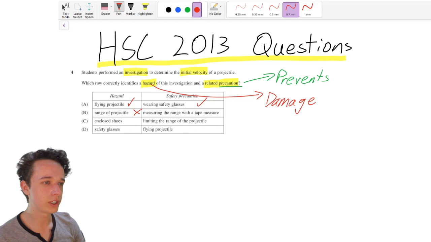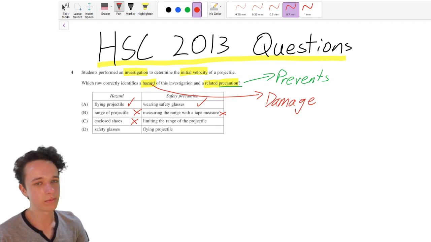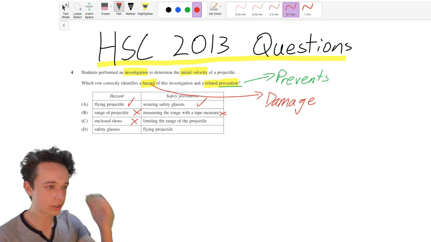Just C, safety precaution, measuring the range with a tape measure. No, that's not preventing any damage. That's just measuring something, so no. Hazard, enclosed shoes. Well, I suppose shoes could be a hazard if someone's a real jerk in your class, but usually enclosed shoes would be seen as a precaution if you are dealing with, I don't know, like chemicals or something, corrosive chemicals, something like that.